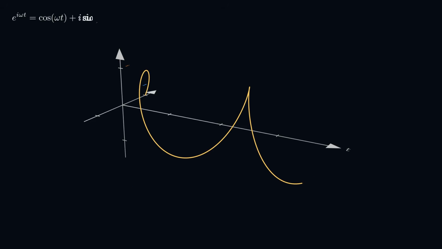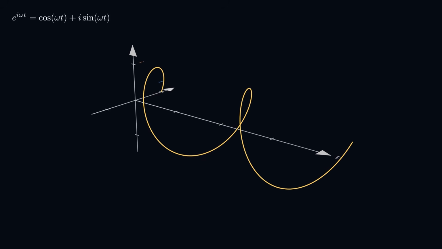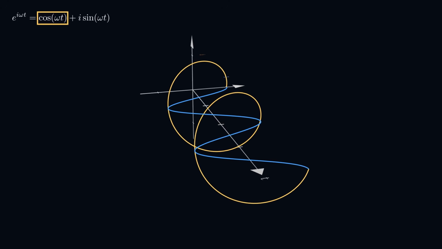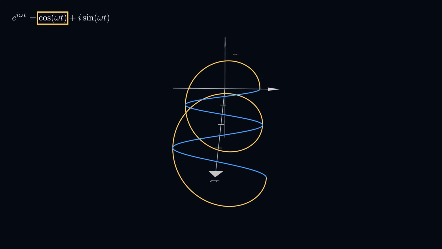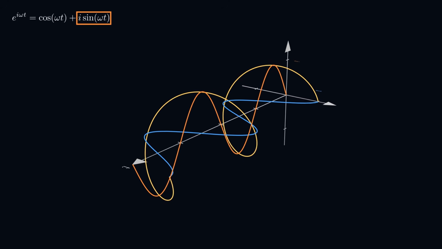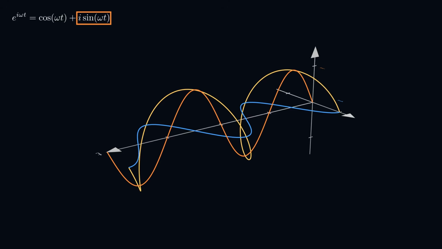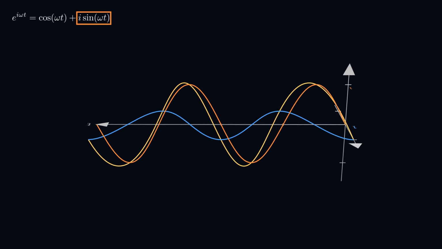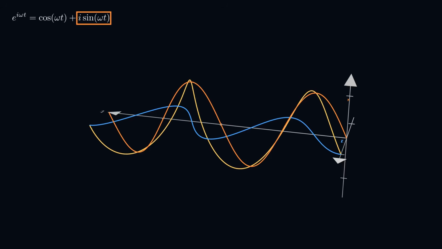Here's what that solution actually looks like. e to the i omega t traces a helix, spiraling upward through time. Its shadow on one wall traces cosine omega t, the real part. Its shadow on the other wall traces sine omega t, the imaginary part. Both are happening at once, forever, out of a single rotating number.